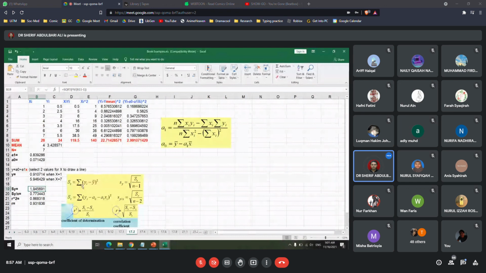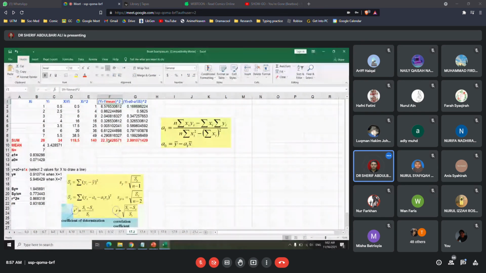For 2 and square the value, so you get the answer of 0.862. So 2 minus 3.42, square the value, so you get the answer of 2.04. So this is how to get the value of ST, and this is the sum of it.